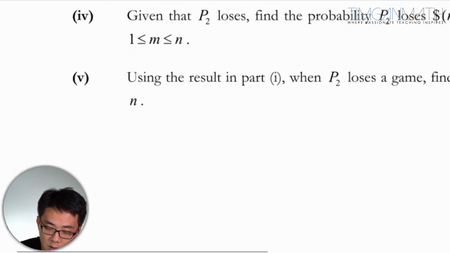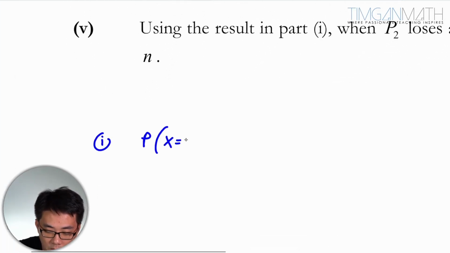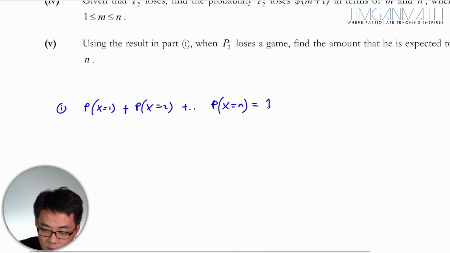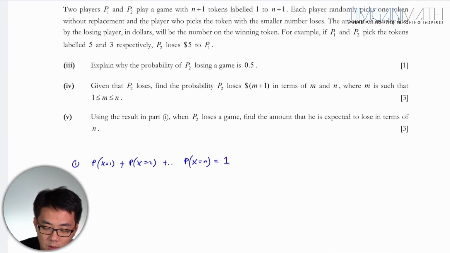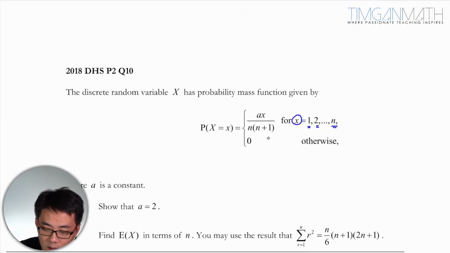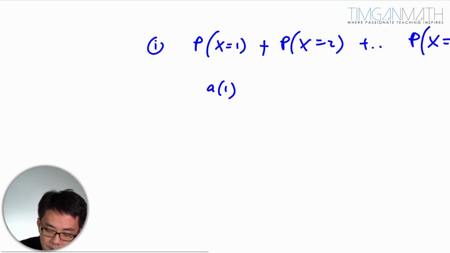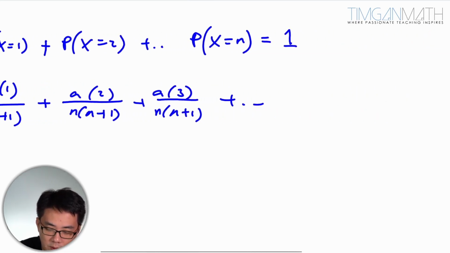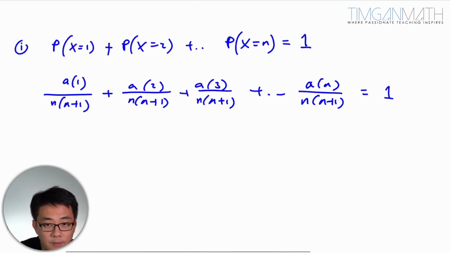In other words, you know that if you were to sum P(X=1) plus P(X=2) all the way to P(X=n), this whole thing here will give you the probability of 1. So you are essentially looking at a over n plus 1. If you substitute 1 in, it will be n over n plus 1, plus 2a over n plus 1, 3a over n plus 1, and all the way to the last one, which is na over n plus 1, equals to 1. So this is how you see it.